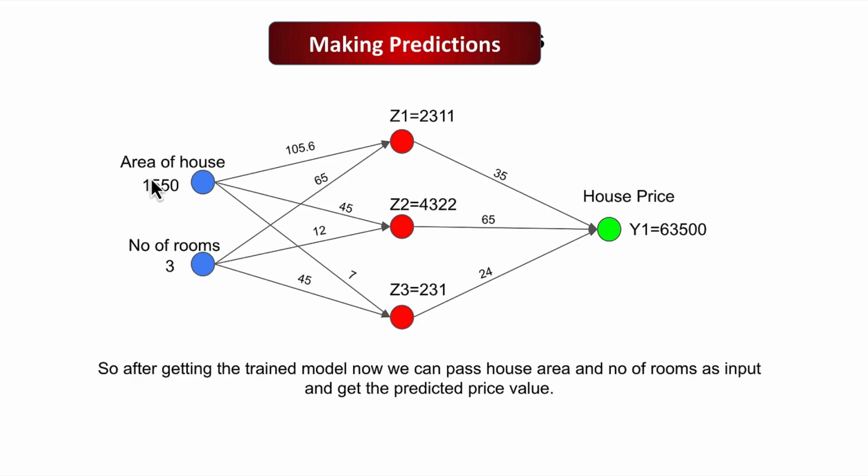So we are going to pass his area and the number of rooms here, and then using those formulas the values for z1, z2 and z3 will be calculated. And after that, applying the same formula but using these new weights, we are going to calculate the value for y1, and that will be the predicted value of this house price.